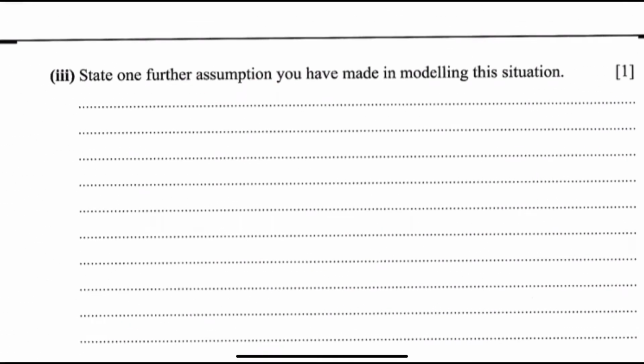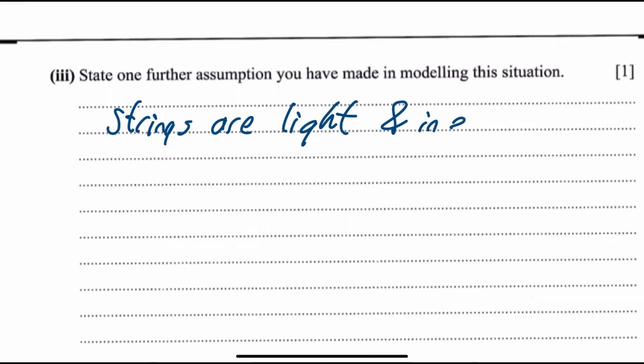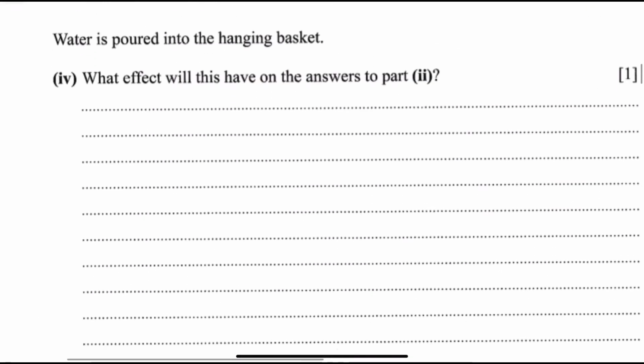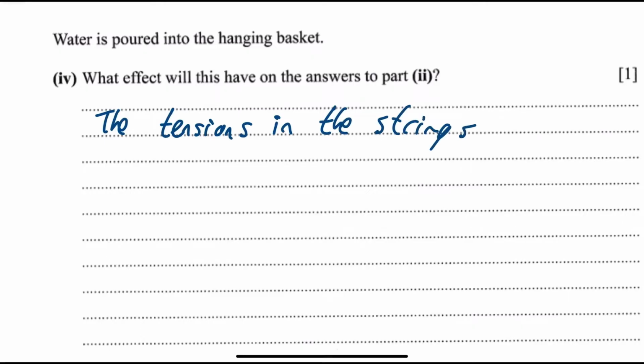So something like strings are light and inextensible. Okay, next one. Water is poured into the hanging basket. What effect will that have? Your part 2 was your tensions. It's going to make the tensions increase. There's going to be more weight in the basket, so the tensions in the string will have to increase.